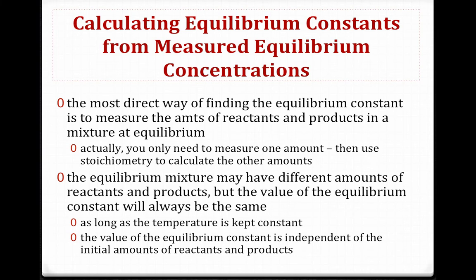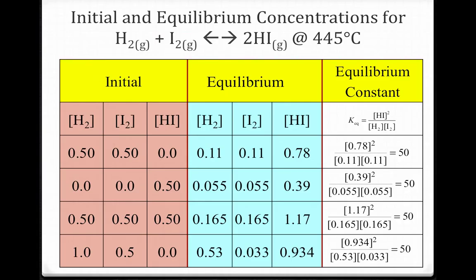The most direct way of finding an equilibrium constant is to measure the amount of reactants and products and calculate it. The equilibrium mixture may have different amounts of reactants and products, but the value of the equilibrium constant will always be the same. It's kind of like a ratio. The only thing that's going to change the equilibrium constant is the temperature. That's the only thing that's going to change the value of K.